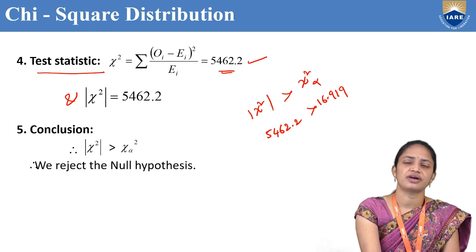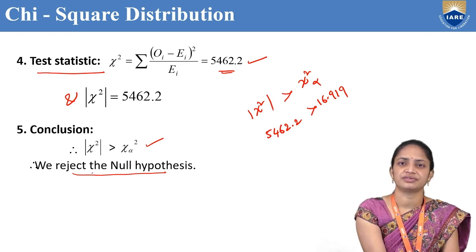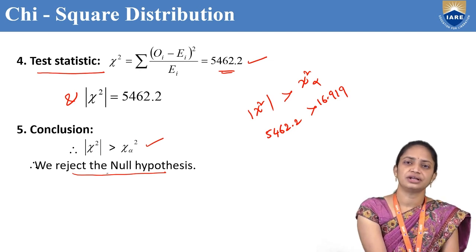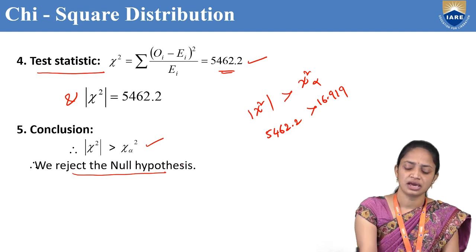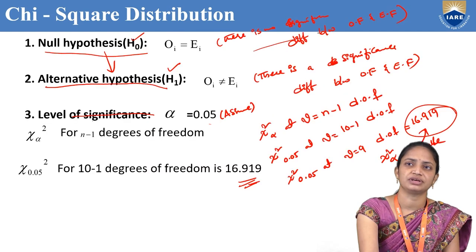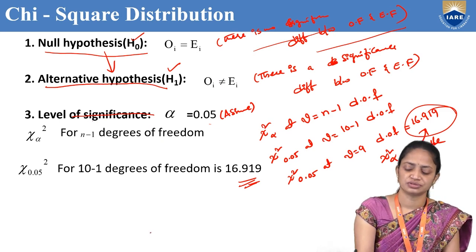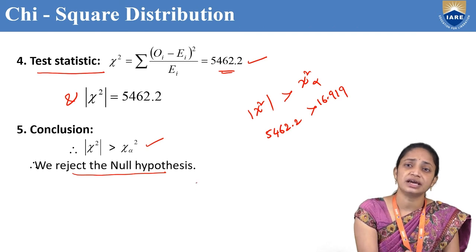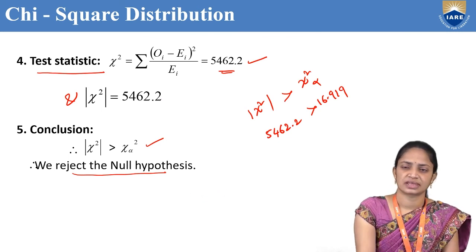If the calculated value is greater than the tabulated value, then we reject the null hypothesis. That means mod chi-square is greater than chi-square alpha, so according to our condition we reject the null hypothesis. So we reject our statement. What is our statement? We have taken in the null hypothesis that there is no significance difference between the observed frequency and expected frequency, which is a wrong statement. So what is the correct statement here? There is a significance difference between observed frequency and expected frequency. So that is the answer.